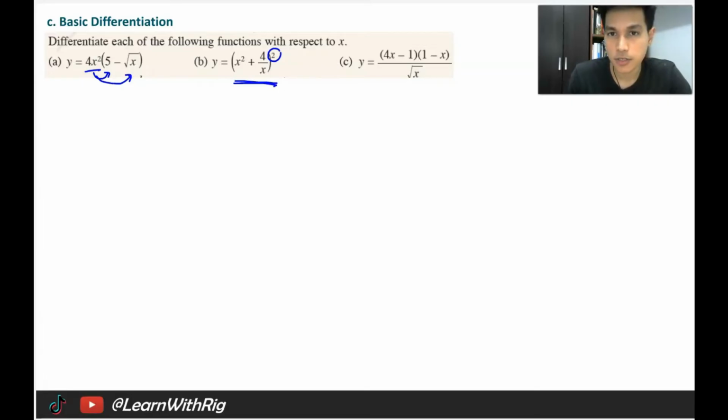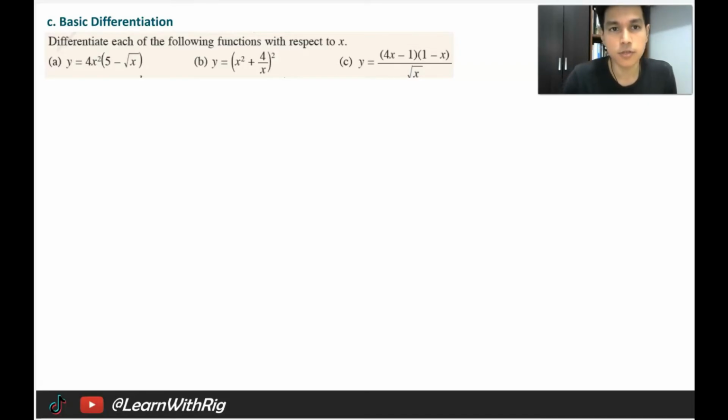The third question here, you can also expand. Right? You can also expand, and then you can use the basic differentiation rule. So what I want you all to know is that although the equation might look complicated, sometimes you can actually expand it or simplify it to make it easier for you to solve. So you don't have to use the product rule or quotient rule and all that.